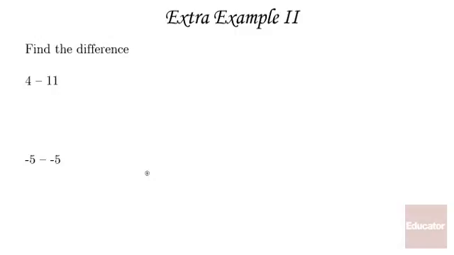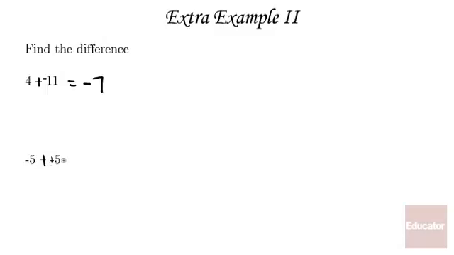The next one, you're just finding the difference. So again, we're going to use the 2-dash rule to make that a plus. They're different signs, positive and negative. So we're going to find the difference of their absolute values, which is 7, and then you're going to give that negative sign because the 11 is the greater absolute value. Okay.